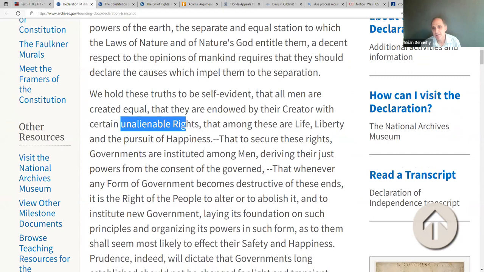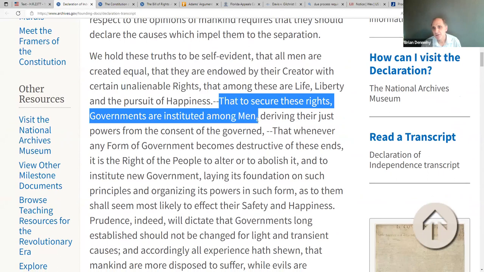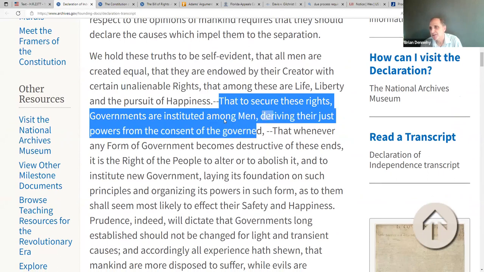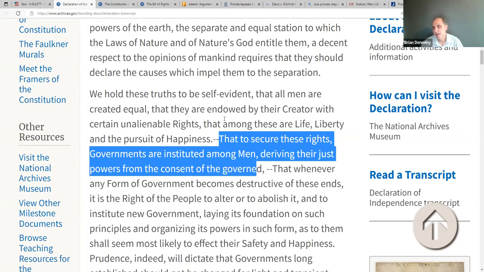So certain unalienable rights of life, liberty, pursuit of happiness, and that to secure these rights, governments are instituted among men, deriving their just powers from the consent of the governed. Okay, so when you think about consent, what does that mean to you? Consent means that I agree. And if I don't agree, but something is being imposed on me, I'm acquiescing. I'm not consenting, I'm acquiescing. I recognize the validity or superior force of the law, and therefore I am acquiescing even though I don't consent.